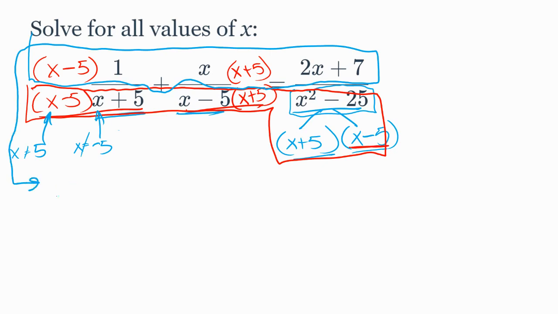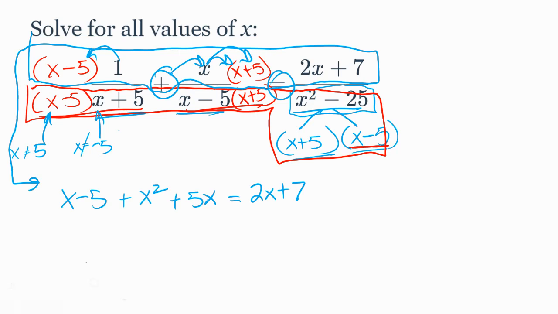So we have x minus 5 times 1, so it's just x minus 5, plus this x times x plus 5. I'm going to distribute that to save a step. So plus x squared plus 5x, and then my equal sign, and then we've got 2x plus 7. So then I combine like terms, which are on both sides of the equal sign.